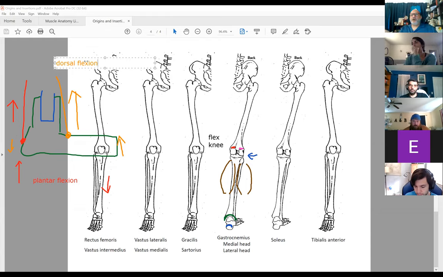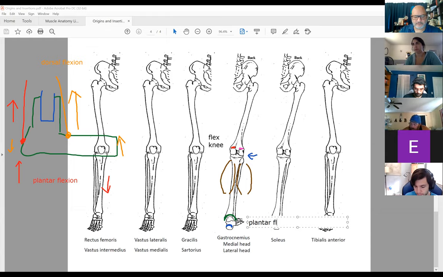So the same way we know anterior muscles flex and posterior muscles extend, except at the knee, we know this relationship now with the ankle. Muscles that attach behind the ankle joint are going to plantar flex. Muscles that attach in front are going to dorsiflex. And this one, of course, attaches behind the ankle because it's here on the back. So what action is that going to be? Plantar flexion, exactly. So our gastrocnemius flexes the knee and plantar flexes the foot.